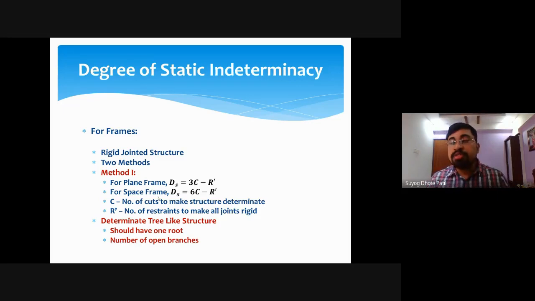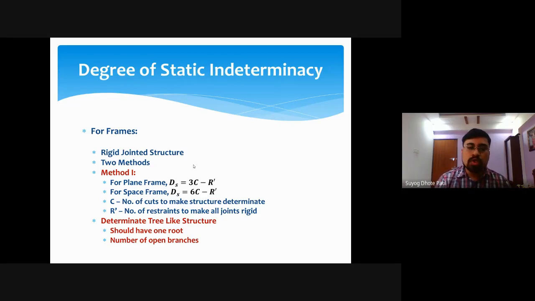The first procedure is that we have a simple formula to calculate ds. Now for the application of that formula, we have to convert our structure in a particular way so that we can analyze the structure. Whether it is a frame, a beam, or a truss, whatever is given as an example, first of all we have to convert it into the determinate form so that we can analyze that structure simply.